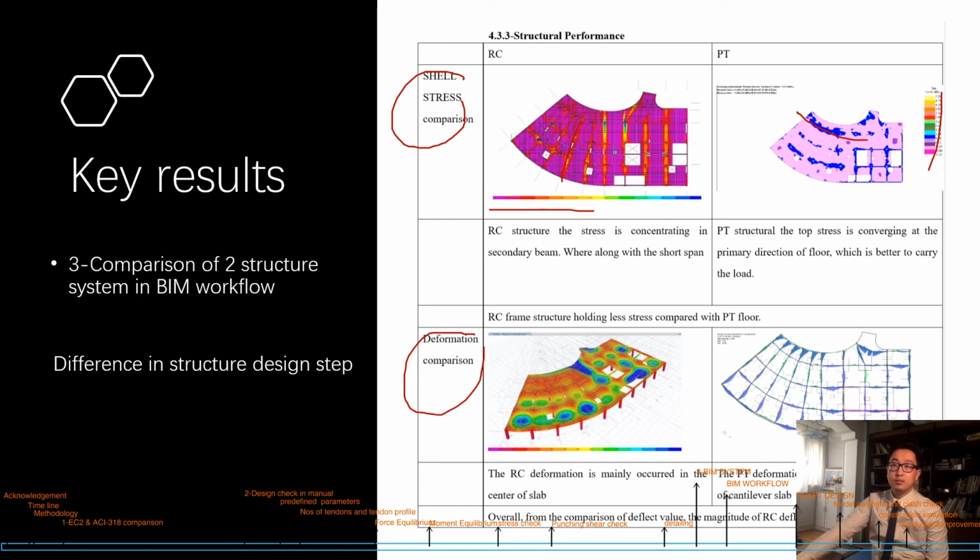So the second row is a deflection comparison. From the deflection distribution, RC deflection mainly occurs at the slab, and however the PT deformation takes place at the edge of the cantilever slab. There's no beam, just slab at the edge of the cantilever. So overall, from the magnitude of the values, the RC deflection is higher.